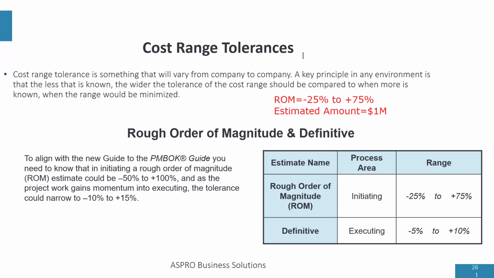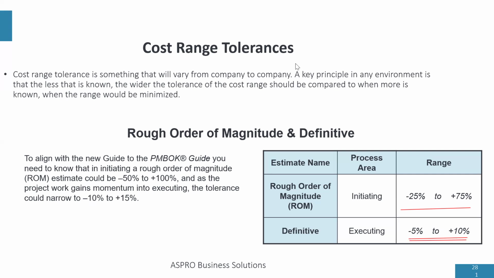But when you get to the executing stage, right, we have a more narrow range of -5 to +10%. When you're just starting out, your range is -25 to +75. But when you get to executing, with the amount of information you have, your cost range can vary between -5 to +10%. Why is it so wide at the beginning and so narrow towards the end?